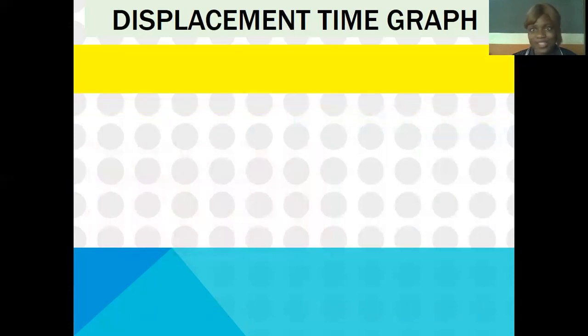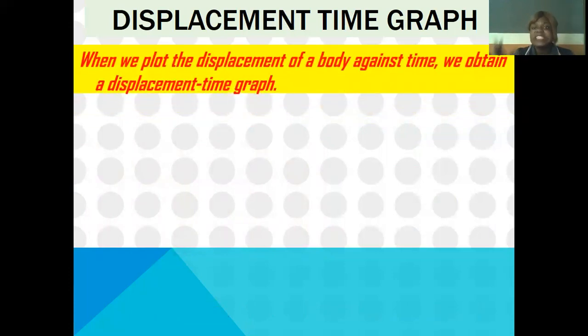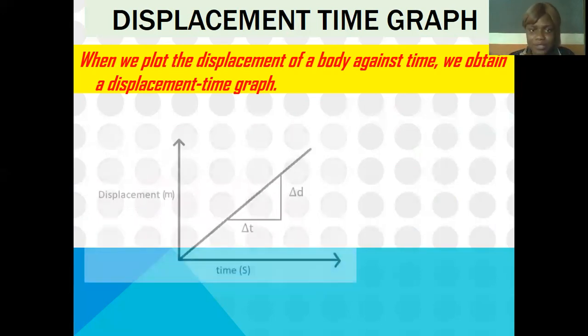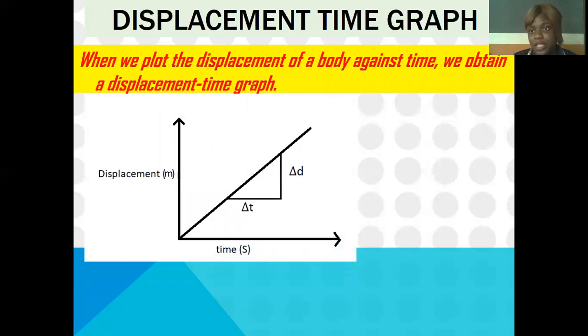Okay, so follow me. Now, let's look at this. We have something we call a displacement time graph. What is this all about? When we plot the displacement of a body against time, that's when we obtain a displacement time graph. For example, we say this person went from 0 meters to 20 meters in 5 seconds. After that, another 10 meters in another 10 seconds. When we plot that on a graph, it becomes a displacement time graph. This is an example of a displacement time graph, although I didn't use any values here.